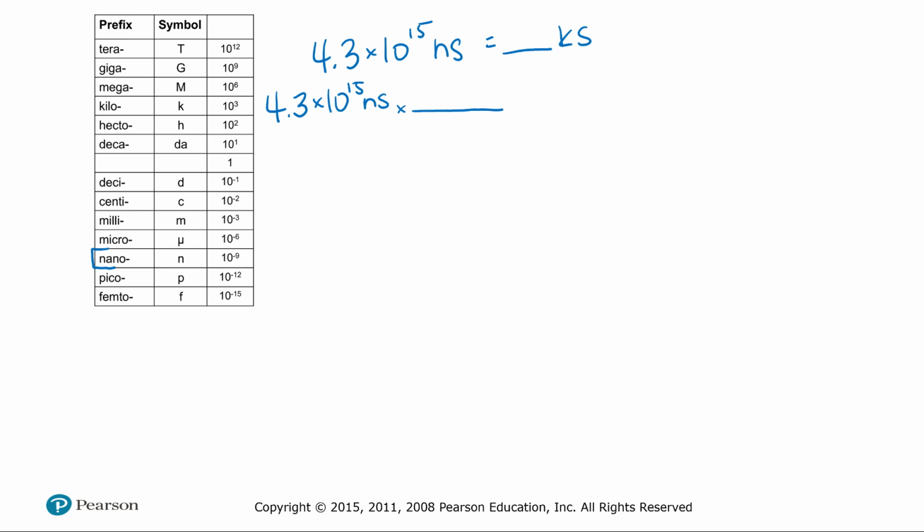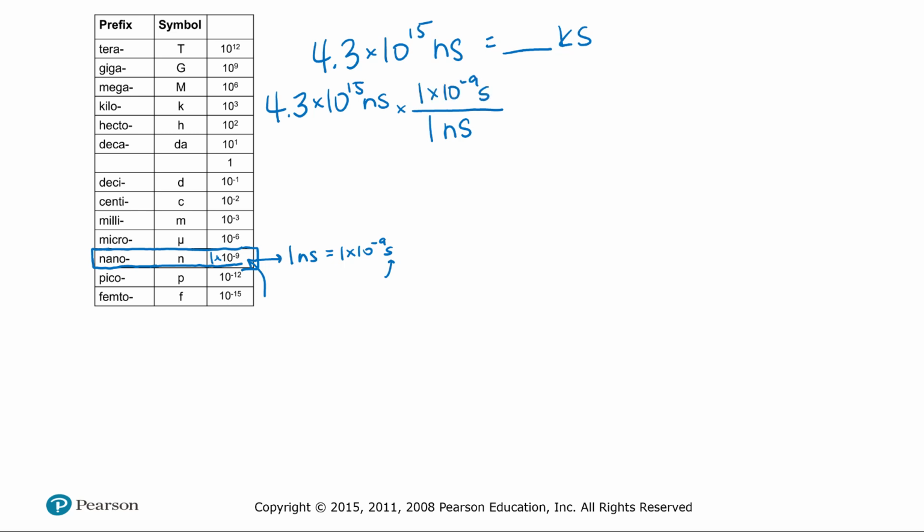So here's nano. Okay. So what this means is that 1 nanosecond is 1 times 10 to the negative 9 seconds. Remember, this number that's here on your chart goes with the base unit, the unit without the prefix. So in my conversions, I'm going to say, okay, 1 nanosecond, and that has to go on the bottom because I have nanosecond in the top, is 1 times 10 to the negative 9 seconds.